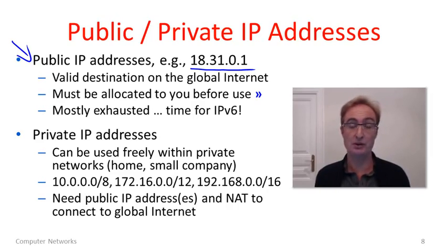Well, before you can use a public IP address, you've got to get one from somewhere. You can't make it up. So they need to be allocated to you. And I'll talk about that in a minute. The problem with this allocation is they're mostly exhausted. We've almost run out of them. That's why we need IPv6.